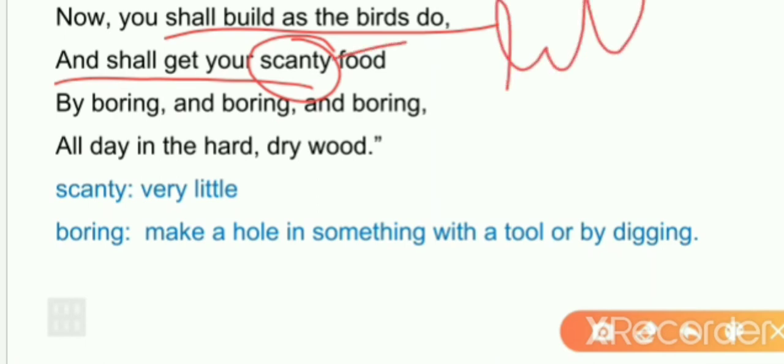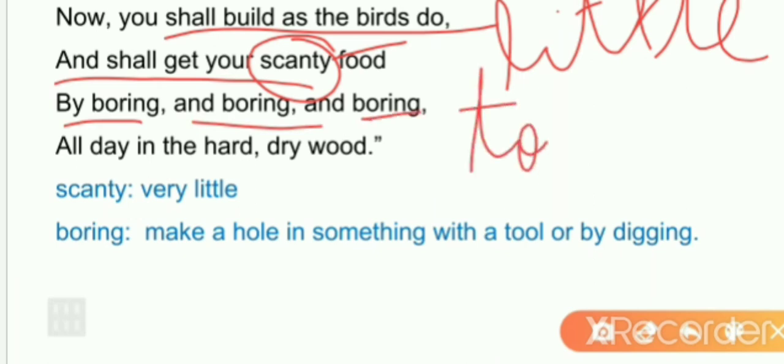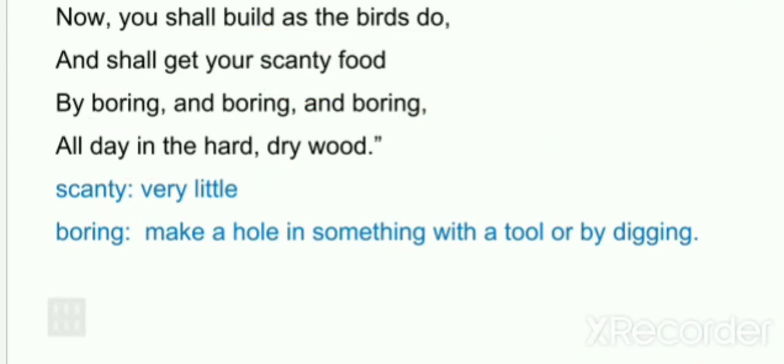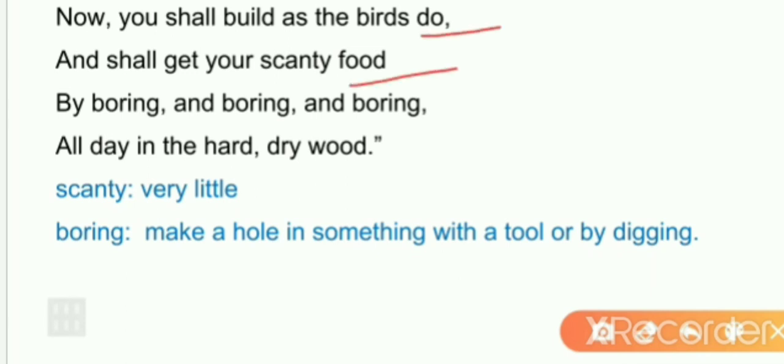अपने थोड़े से खाने के लिए भी तुम्हें क्या करना होगा? बोरिंग का काम करना होगा. बोरिंग मीन्स टू डिग, यानी कि तुमको डिग करना होगा जरा सा खाना पाने के लिए. ऑल डे इन द हार्ड ड्राई वुड. और कहाँ पे? हार्ड, जो बिल्कुल हार्ड वुड हो, सूखी लकड़ी हो, उसमें तुम जरा जरा होल करके अपना खाना पाओगी. ओके, इट मीन्स सेंट पीटर grew angry and he cursed the woman. So dear students, rhyme scheme is same as stanza number 12, A, B, C, B.